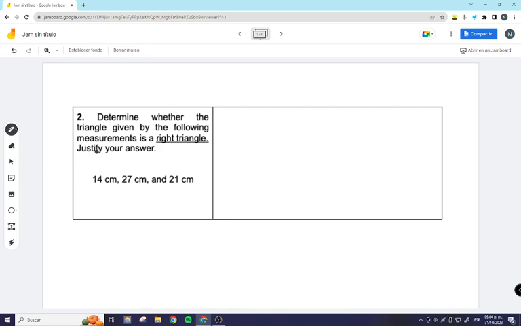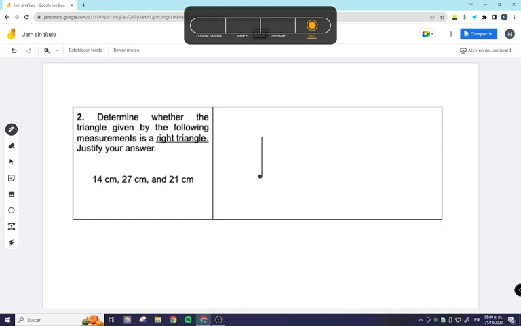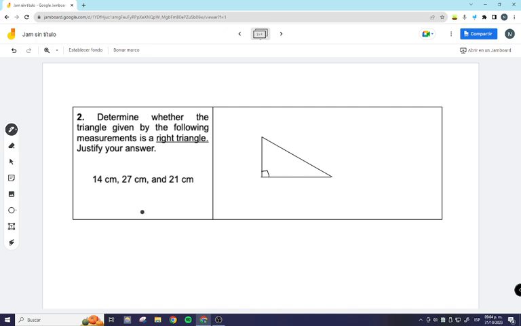Here we are asked to determine whether the triangle using these measures has a right angle, okay? So basically, if we can with these measures create a right angle triangle. A few things to take into account in this case: if this were a right angle triangle, the longer side would be the hypotenuse. So which one of these three is the longest? It's 27, so this will be the hypotenuse.